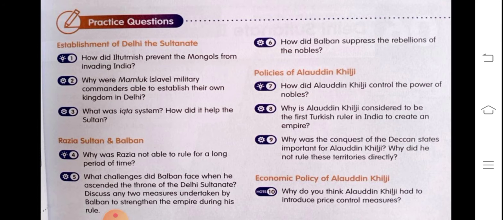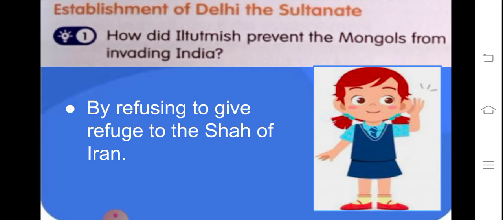The first question is, how did Iltutmish prevent the Mongols' invasion? How did Iltutmish prevent the Mongols from invading India? Iltutmish prevented the Mongols from invading India by refusing to give refuge to the Shah of Iran, as this would have increased the threat of the Mongols invading the Delhi Sultanate.